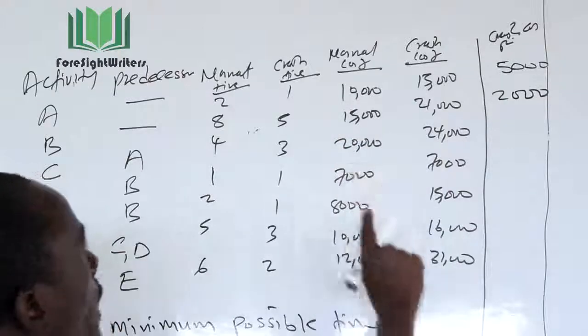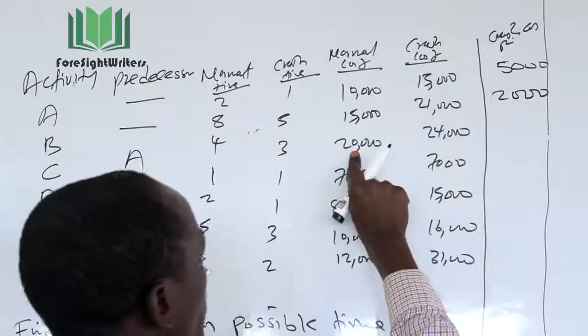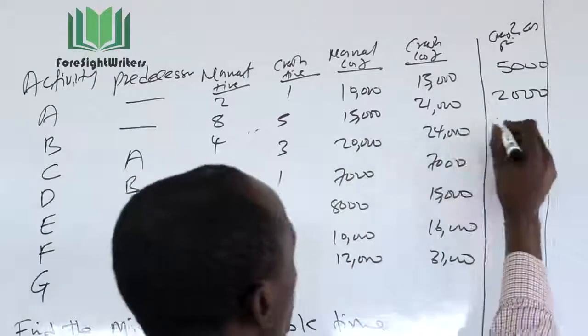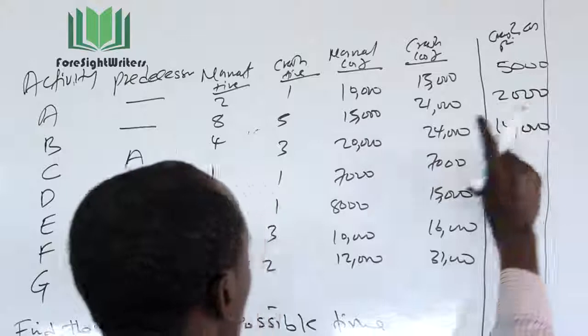I go to activity C. Activity C is 24 minus 10, which is 14. 14, and the difference in time is 1. So this simply means 14,000. I have to spend 14,000 to crash activity C.